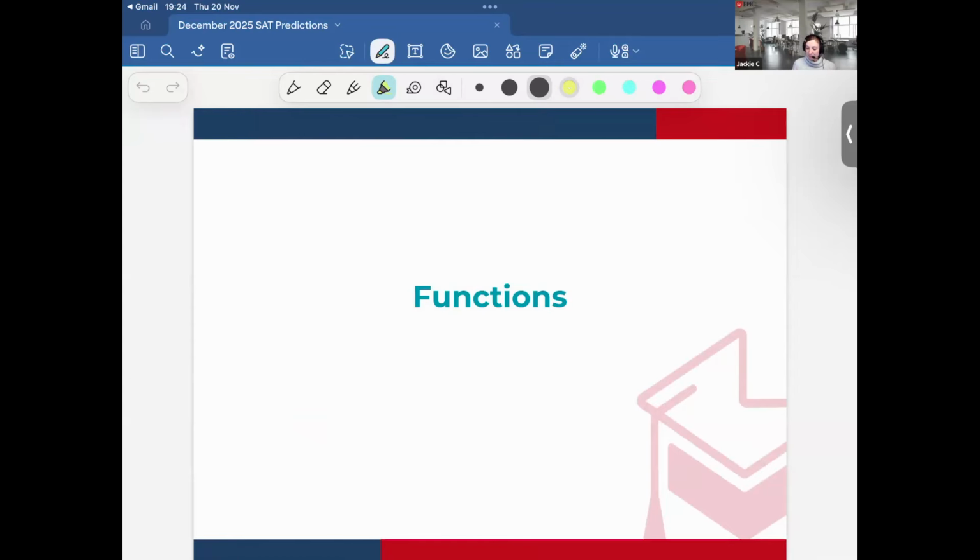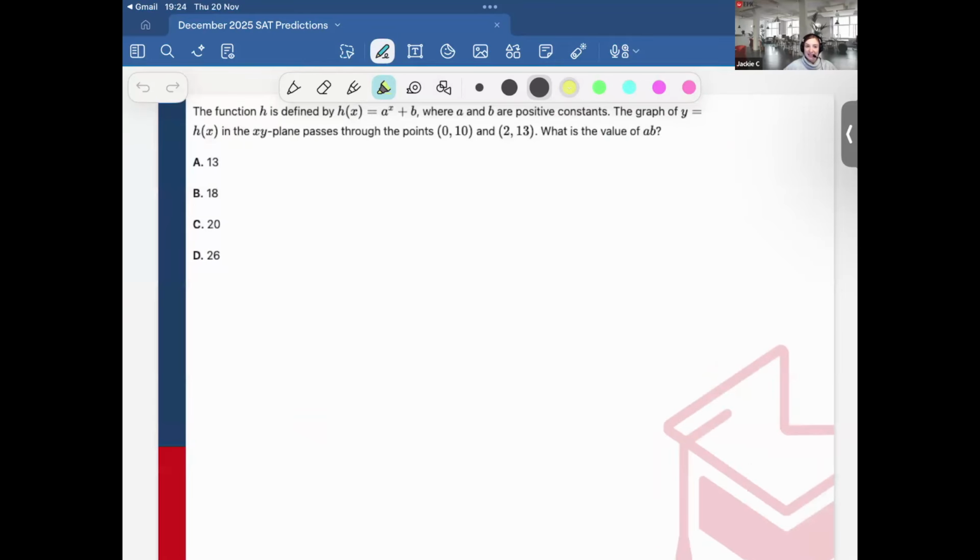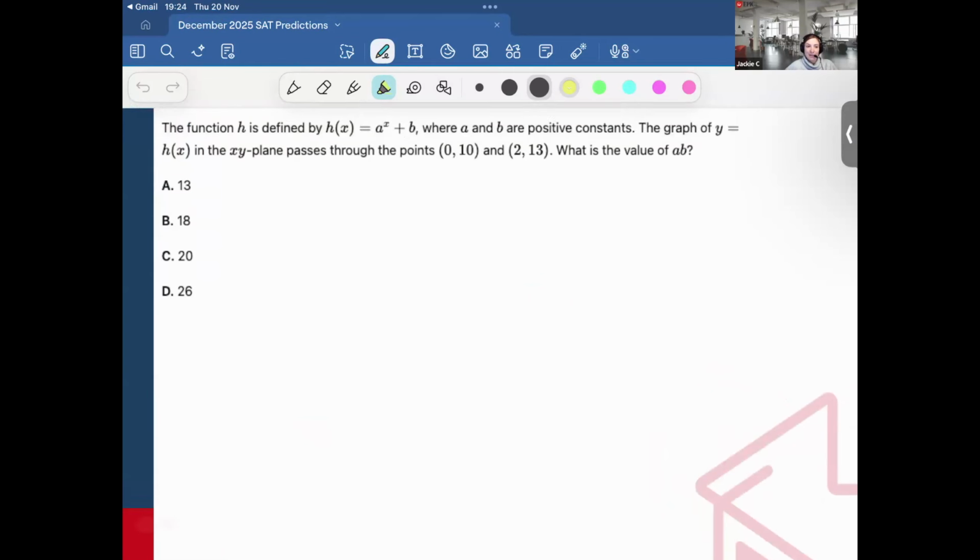So let's begin. Here I think you will be seeing something similar to this on the December 2025 SAT. It says the function h is defined by h of x is equal to a^x plus b, where a and b are positive constants. The graph of y equals h of x in the xy-plane passes through the points (0, 10) and (2, 13). What is the value of ab? Whenever I am provided with two coordinates, we can definitely create a table on Desmos. So let's go ahead and do that.